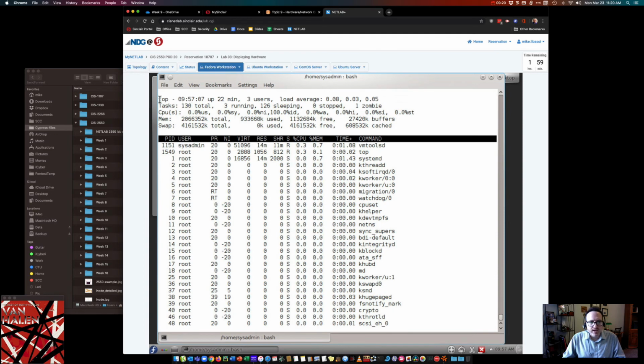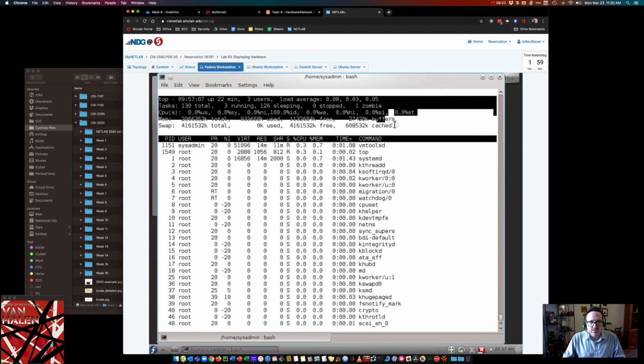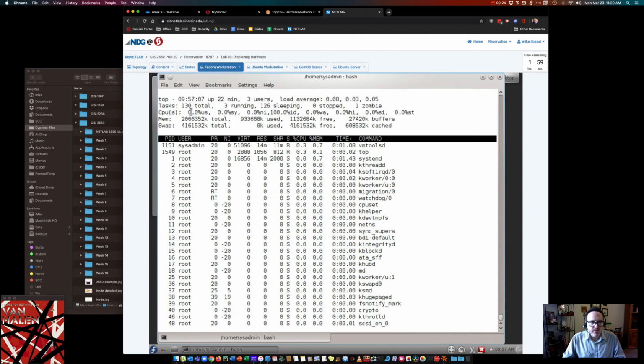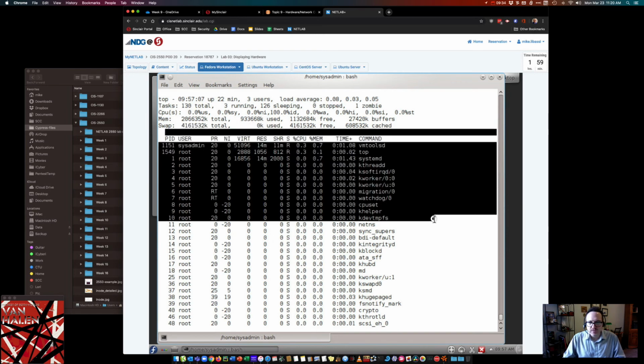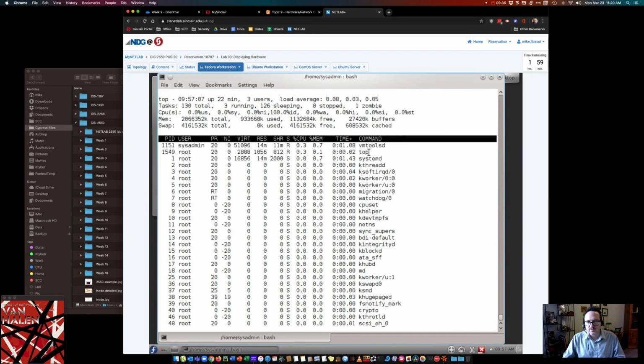Now, the top part of top gives us information about CPU usage, memory usage, and swap usage. So again, in one place. And the bottom part is our processes and what's the most used process. In this case, top was one of the top used ones. How much memory is being used, how much CPU percentage is being used also.